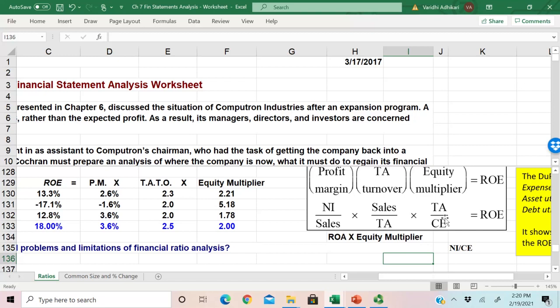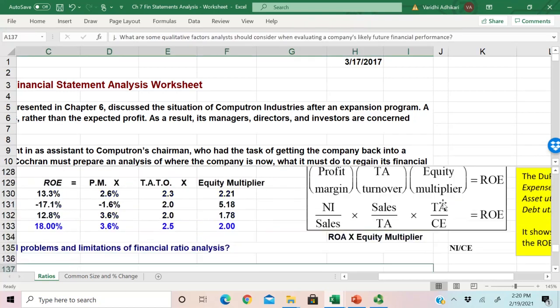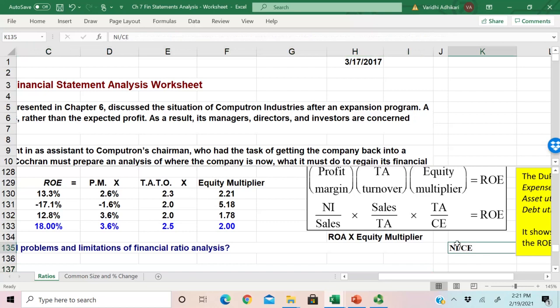All right, what about this third ratio? What does this third ratio tell you? The third ratio is total assets divided by common equity. Given the same level of ROA, you can increase ROE by increasing this ratio. So what is this ratio? Total assets divided by common equity. What is the difference between numerator and denominator? When is this ratio bigger? Remember, total assets are financed by two sources, equity and debt.